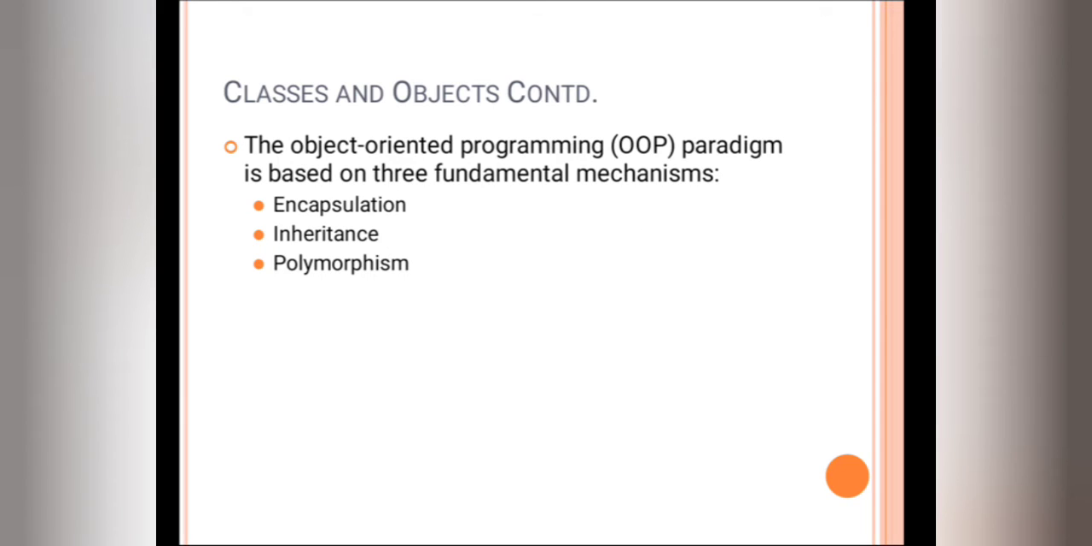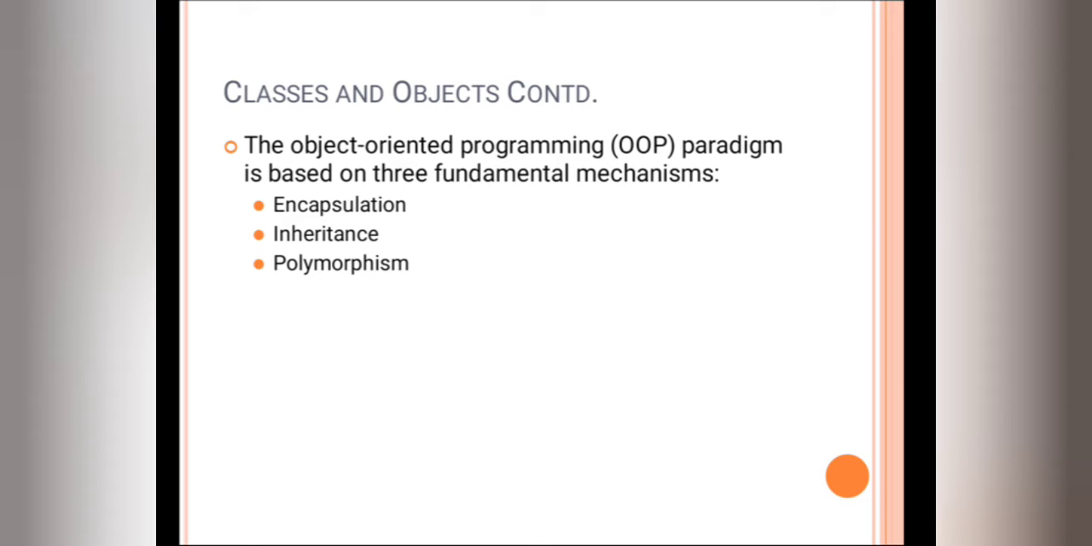in the following description of fundamental mechanisms that are used in object oriented programming. So what are these fundamental mechanisms that we will see? These are also important to consider in object oriented programming. First, there are three types of fundamental mechanisms: encapsulation, inheritance, and polymorphism.